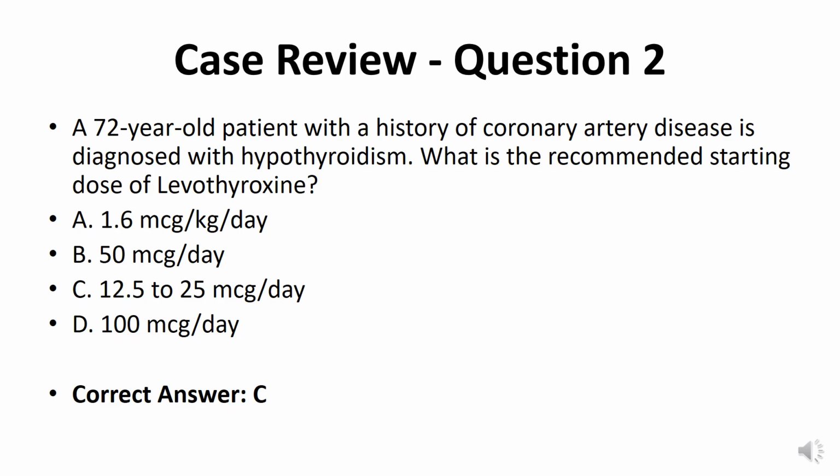Option A, 1.6 micrograms per kilogram per day, represents the approximate full replacement dose commonly used in younger and otherwise healthy adults. For an elderly patient with coronary artery disease, this would likely be too aggressive initially. Option B, 50 micrograms daily, may still be excessive for someone with significant cardiac disease depending on their baseline condition and body size. Option D, 100 micrograms daily, would clearly risk precipitating serious cardiac complications in this setting.